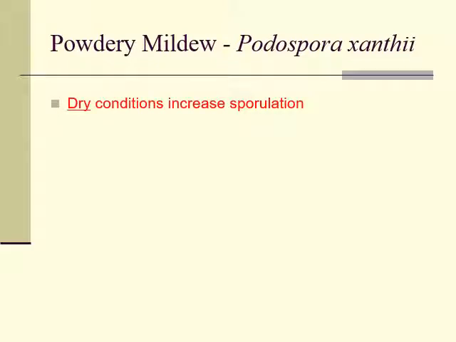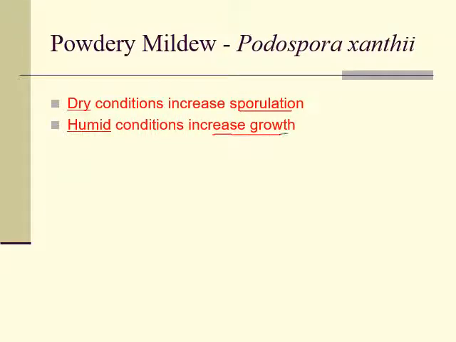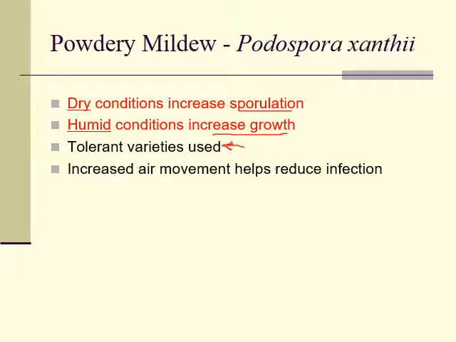So I'll review this. We have talked about this lots, but I'll review it. Dry conditions cause it to sporulate. I probably will ask this on the midterm. And humid conditions cause it to increase its growth or grow hyphae or germinate the spores. So typically we do have tolerant varieties. So you can actually choose varieties or cultivars that are resistant to powdery mildew. And if you can choose it, you should do that.